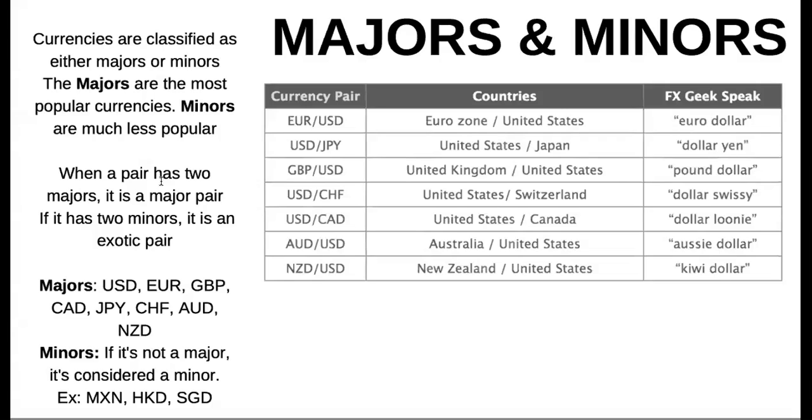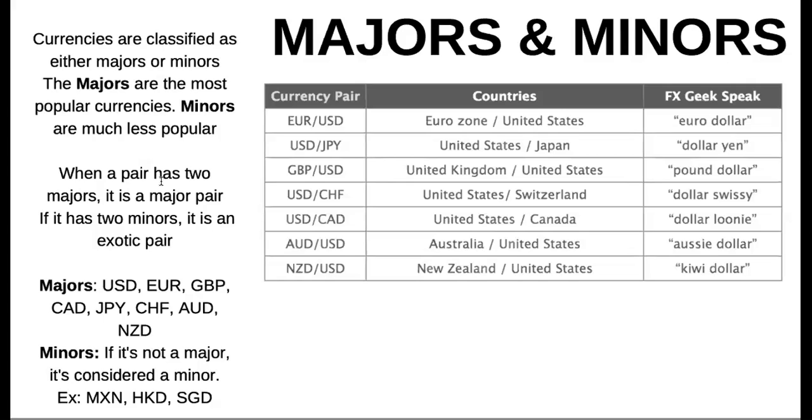Currencies are classified as either majors or minors, and the majors are the pairs that include the US dollar. So you're going to have the EUR/USD, which is the Euro against the US dollar. You're going to have the USD/JPY, GBP/USD, USD/CHF, which is the Swiss franc, USD/CAD, AUD/USD, which is the Australian dollar against the US dollar, and NZD/USD, the New Zealand dollar against the US dollar.